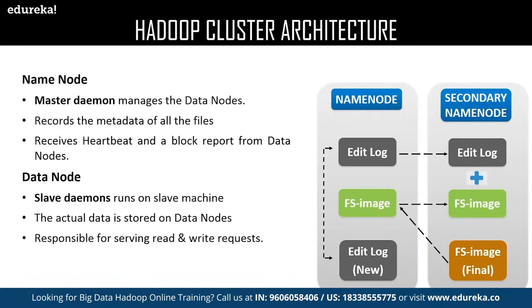Now, the last one is the secondary name node. The secondary name node, as the name suggests, is not actually a backup of the name node, but it acts as a buffer which saves the latest updates to the FS image obtained in the intermediate process and finally updates them to the final FS image.